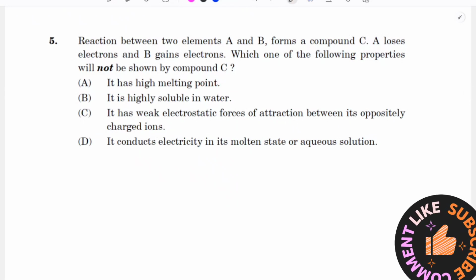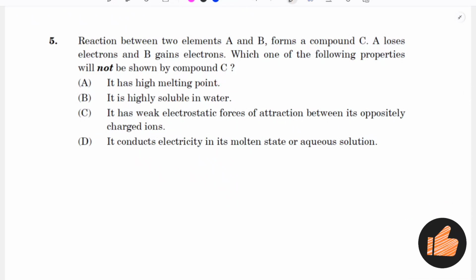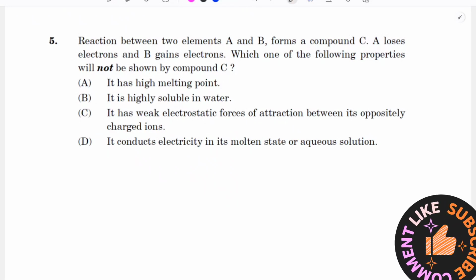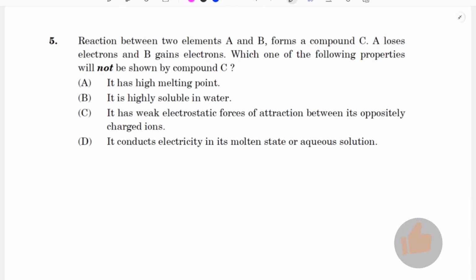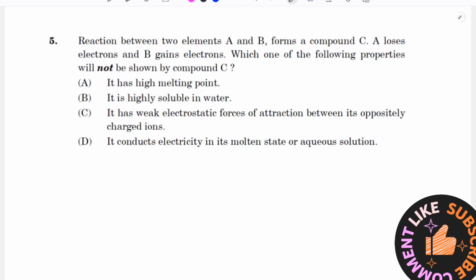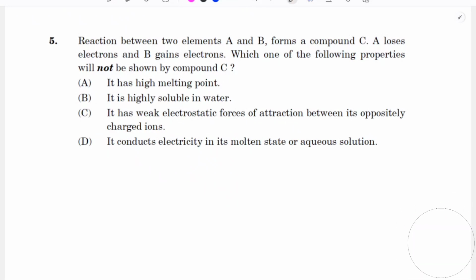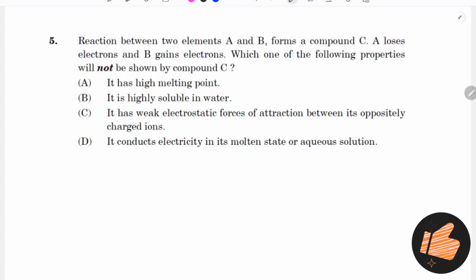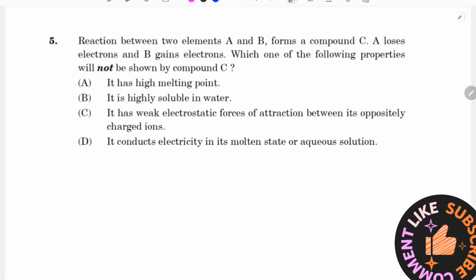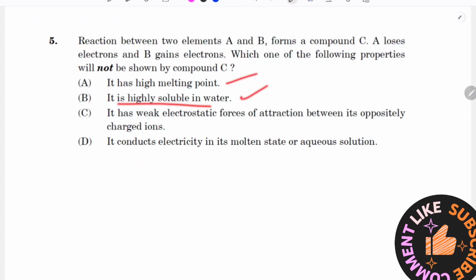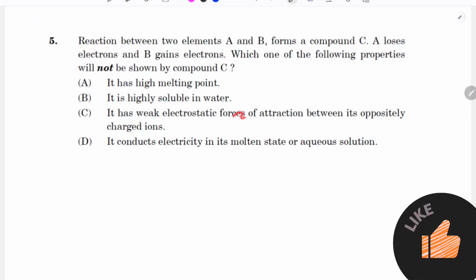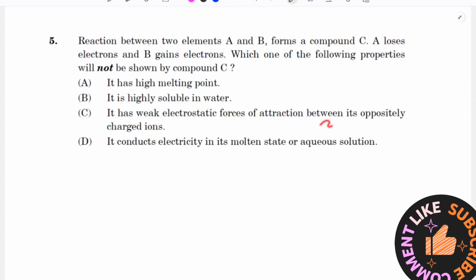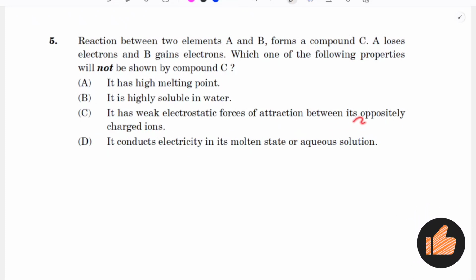It has high melting point. First you have to understand what type of compound is formed here. This is a characteristic property of ionic compounds, right? High melting point is a characteristic of ionic compounds. Second one, it is highly soluble in water. Many ionic compounds are highly soluble in water. And the third one, it has weak electrostatic forces of attraction between its oppositely charged ions.